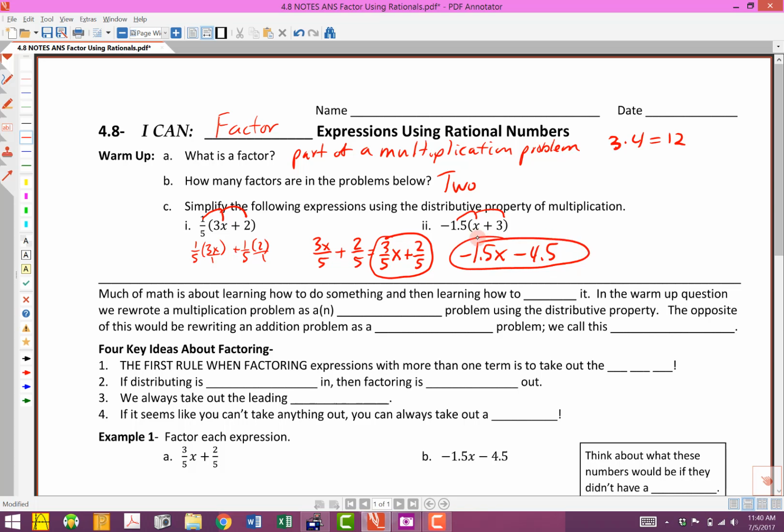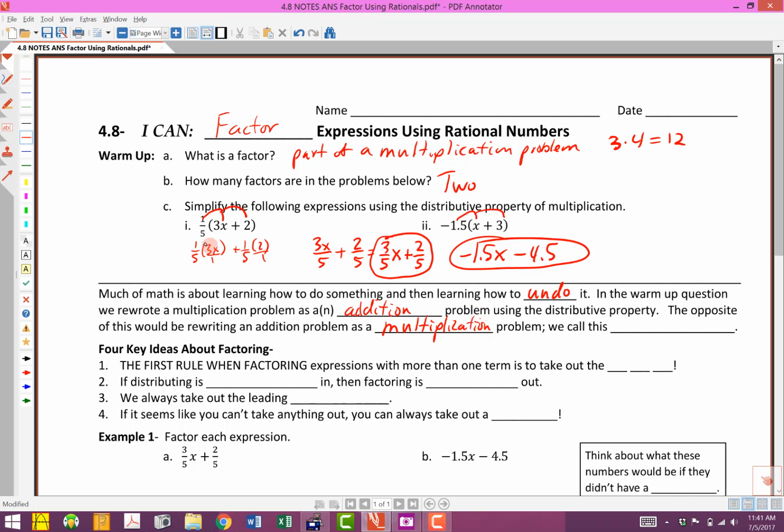As a reminder, a lot of what we learn in math is we learn how to do something, and then we learn how to undo it. We learn how to add, then we learn how to subtract. Those undo each other. We learn how to multiply, then we learn how to divide. Those undo each other. And in that warm-up question, what we did is we rewrote a multiplication problem as an addition problem, or a combining problem. We did that using the distributive property. Well, the opposite of that would be rewriting an addition problem as a multiplication problem.